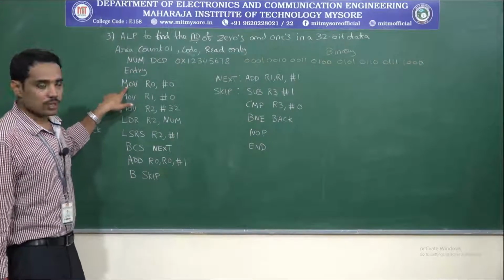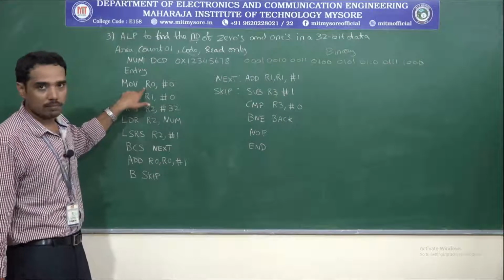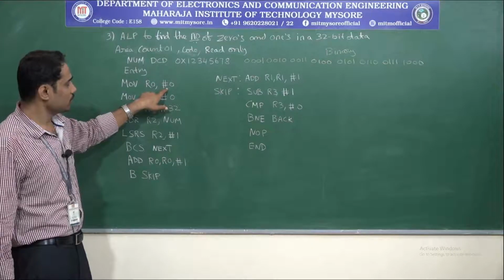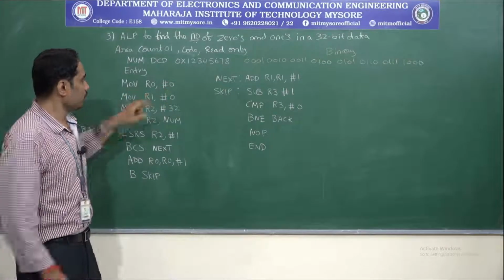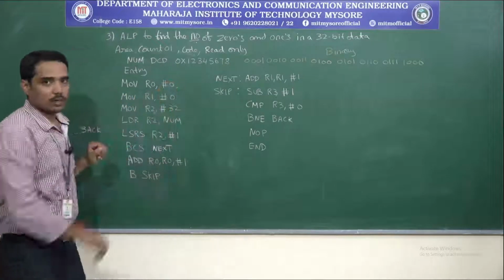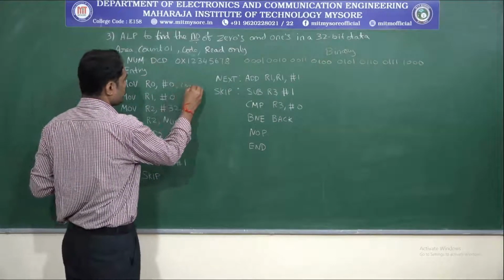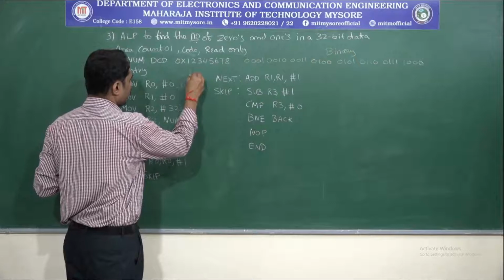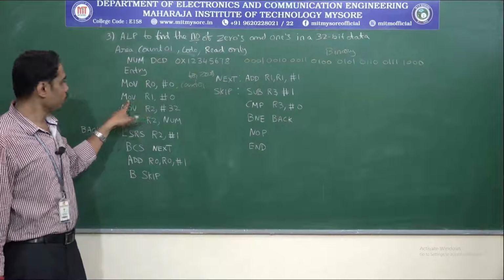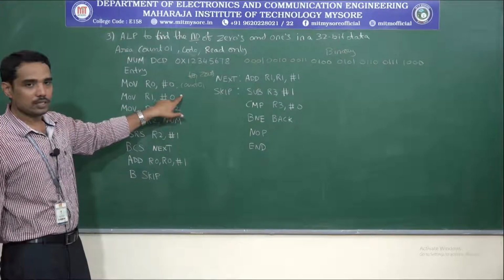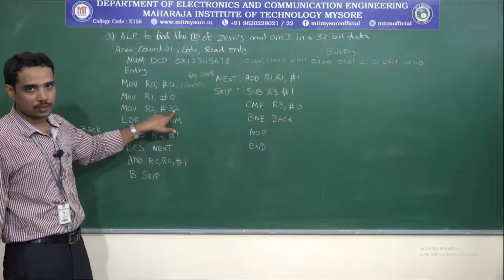From here the code starts. MOV R0, hash 0. Here we are using the immediate addressing mode, and we are storing the 0 into R0. That means here we are maintaining the counter for number of zeros. And similarly, MOV R1, hash 0, counter for number of ones, and MOV R2, hash 32.